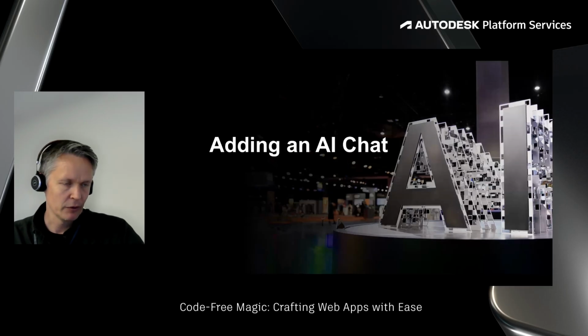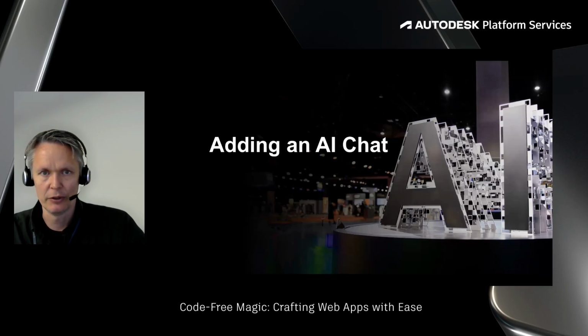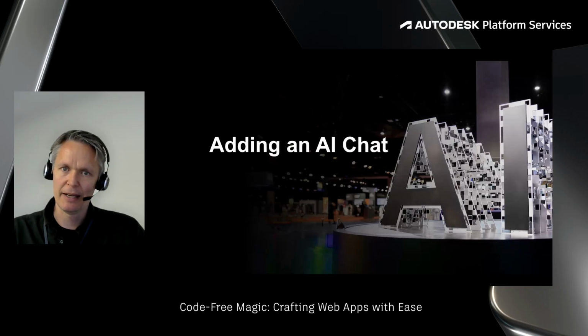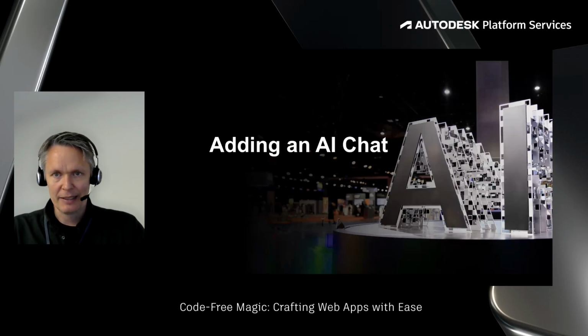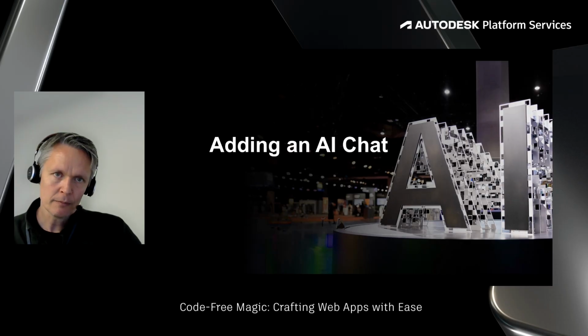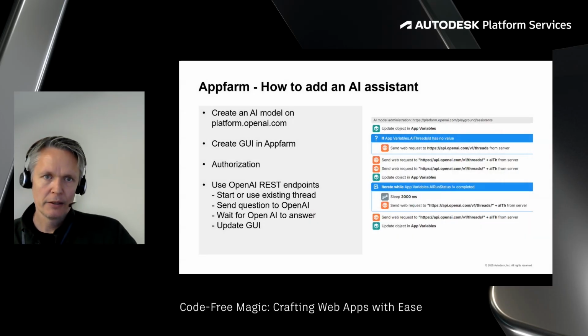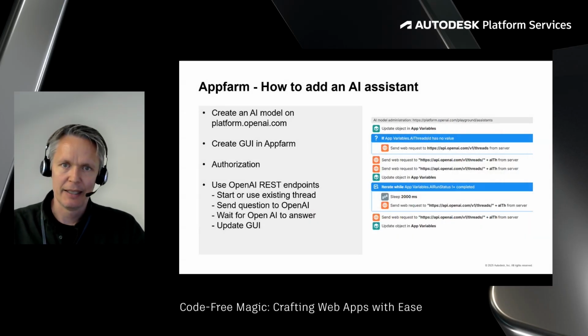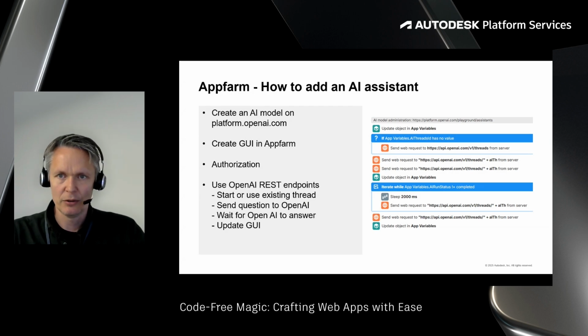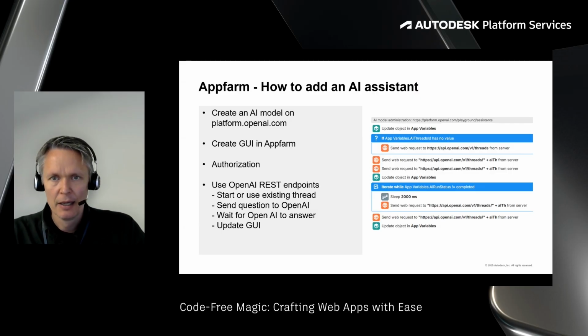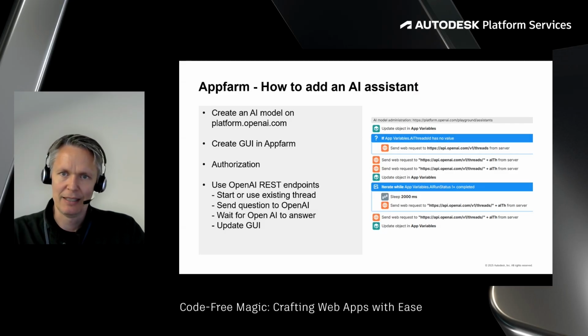And the final thing I'm going to go through in this presentation is to show how simple it is to create your own AI chatbot within this web application. So let's walk through the process of integrating an AI chatbot into your web application using Appform and OpenAI. First, you'll need to create an AI model on platform openai.com. This involves setting up your model and training it with the necessary data to ensure it can handle the type of questions and interactions you expect from your user.